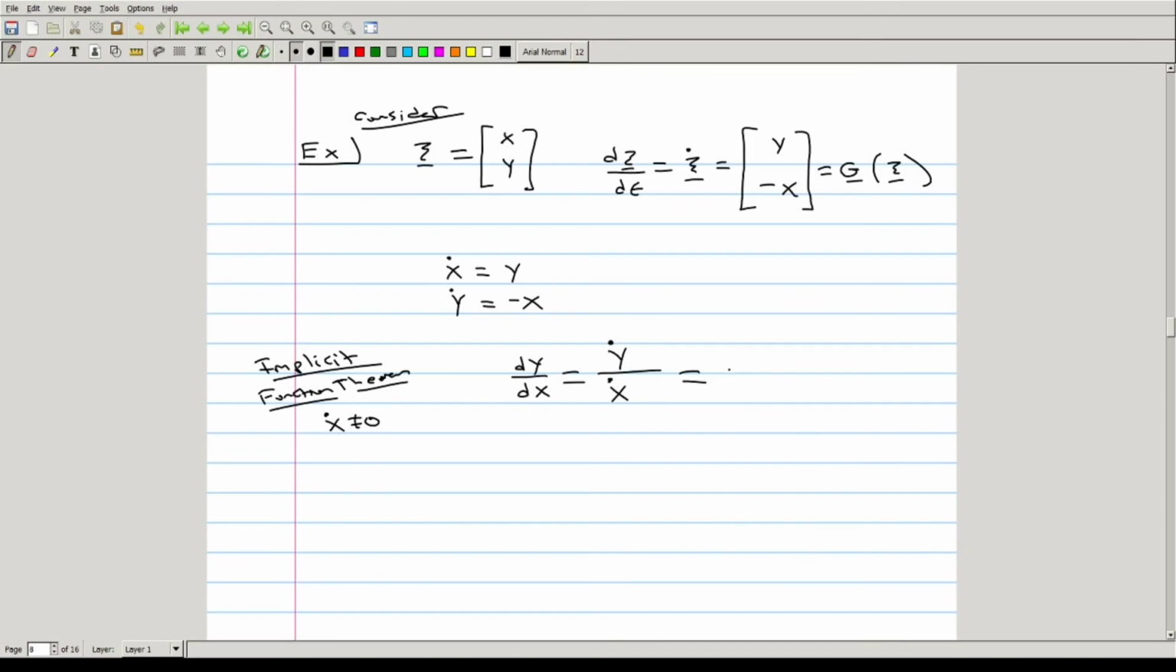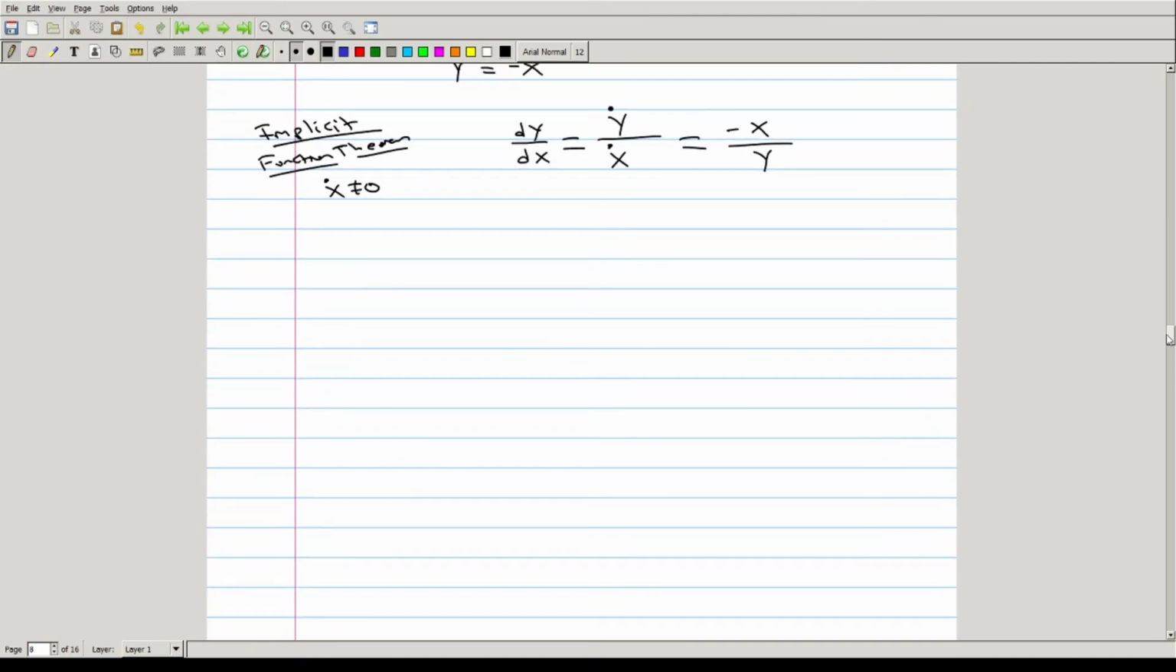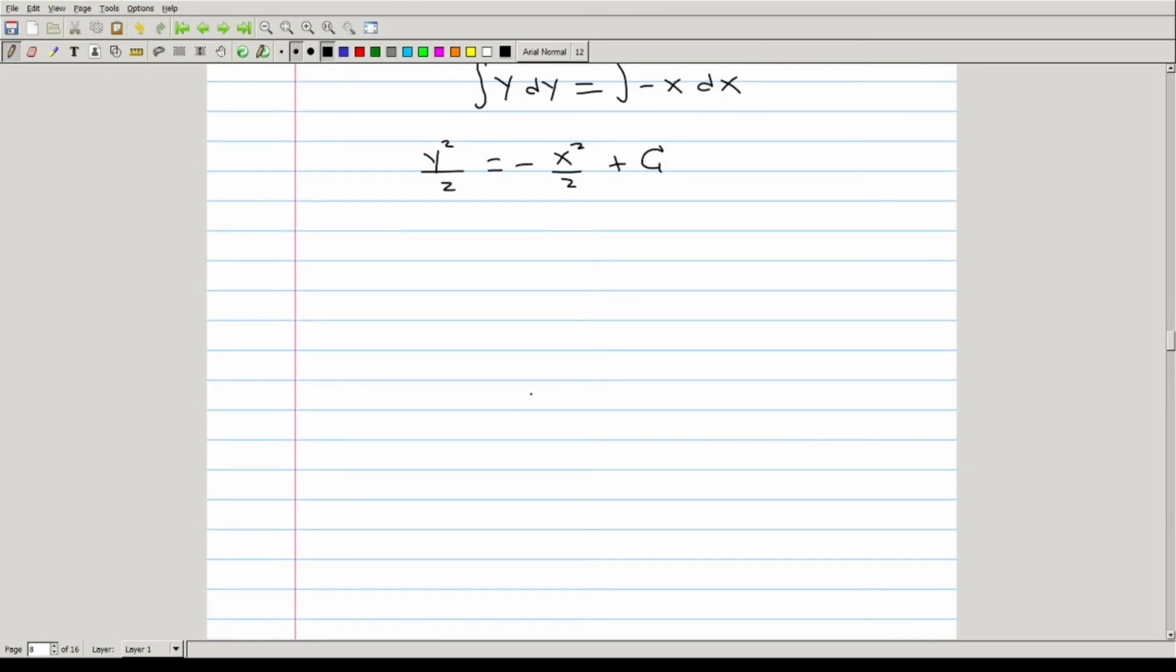So this gives the equation, well, y dot is negative x and x dot is y. So this gives us a new differential equation that holds inside the phase plane. This new differential equation is separable: when we multiply both sides by y and then integrate, we get the antiderivative of y dy is equal to the antiderivative of negative x dx, which gives y squared over 2 is equal to negative x squared over 2 plus c, which is the same thing as the implicit equation x squared plus y squared is equal to 2c, or d for short. This is just an arbitrary constant of integration.